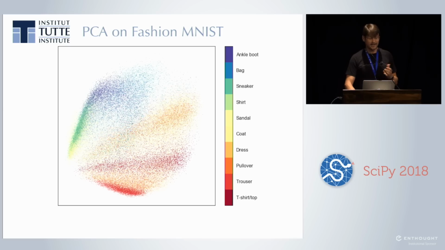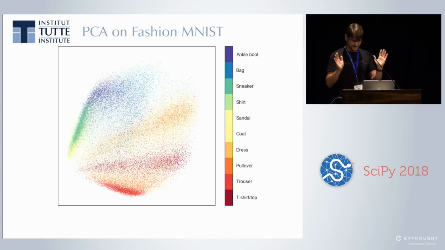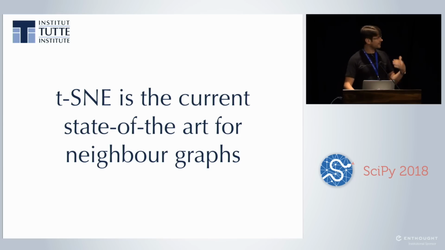All right. How about on fashion MNIST? We get a similar sort of thing. We've captured a lot of the global structure. We've separated out some of the groups to some extent. It looks good. So we're done, right? This is dimension reduction. Okay, there are other alternatives.